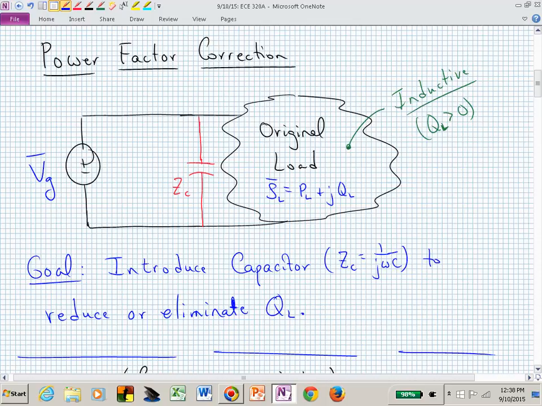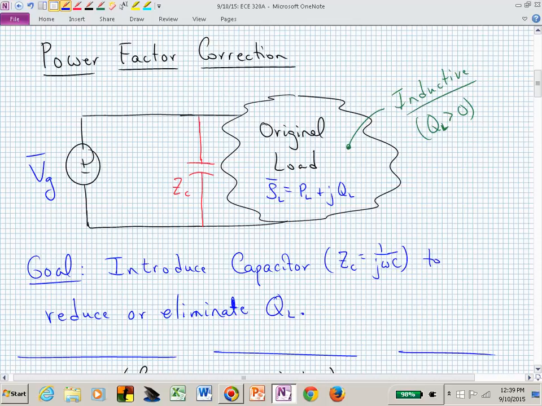What's the inverse cosine of 0.7, or what angle when you take the cosine gives you 0.7 roughly? 45. So now you're seeing a 45-degree angle that's positive if it's inductive. By power factor correction, what we are trying to do is get that angle that might be large, 45 degrees, smaller. We're trying to get it closer to 0.